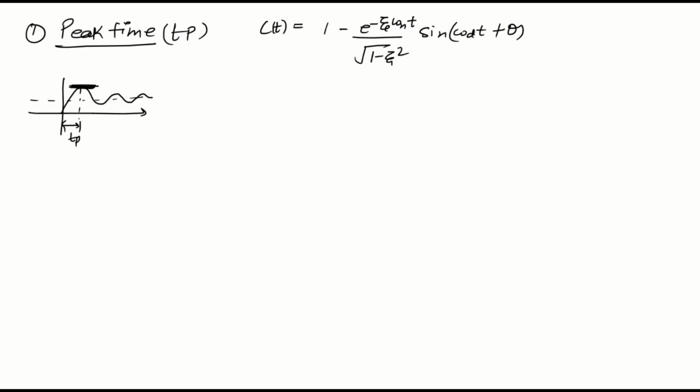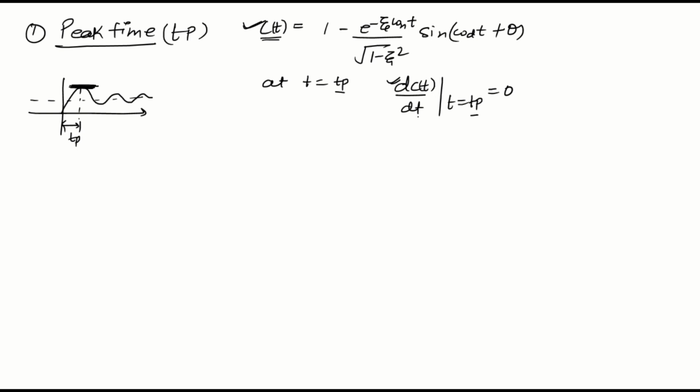So let me write it here. At t equals Tp, the slope of C(t) becomes 0. Slope can be determined by differentiating C(t) with respect to t, and the slope at t equals Tp becomes 0. So I will use this fact to determine the value of Tp. I will differentiate this expression with respect to t, and then put t equal to Tp to get the value of peak time.